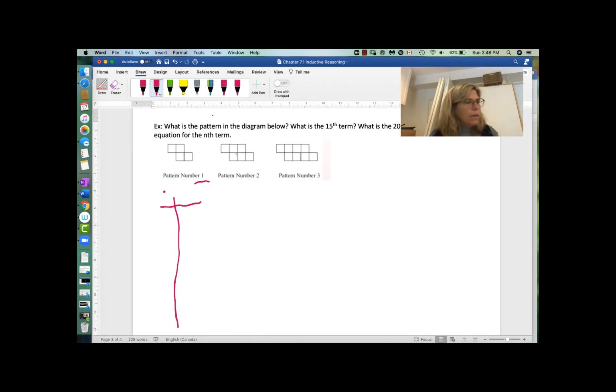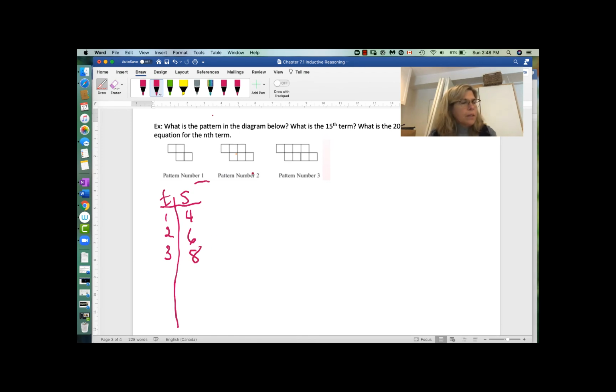So I'm going to call this the term. So that's pattern number 1, number 2, number 3. And then I'm going to call this S, the number of squares. So there's 4 squares with number 1. There's 6 squares with number 2. And there's 8 squares with number 3.